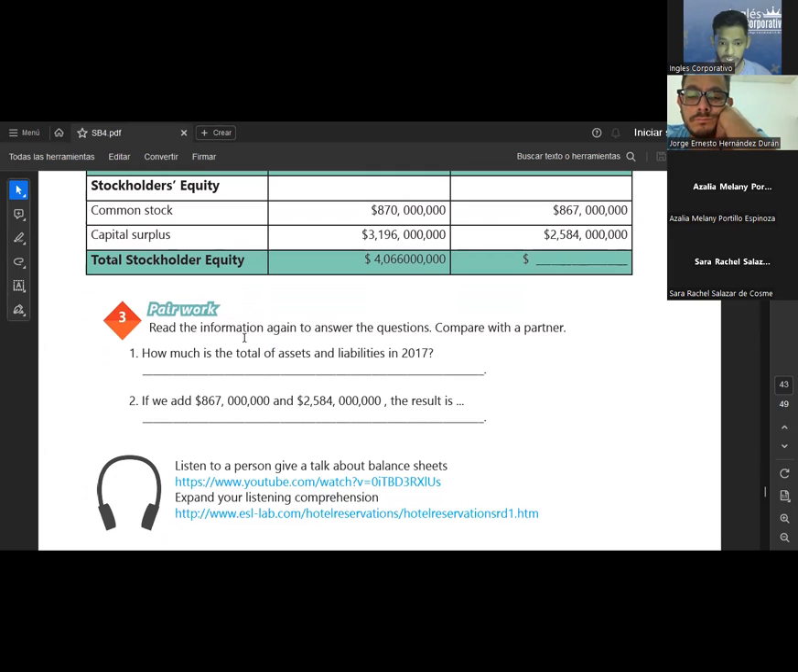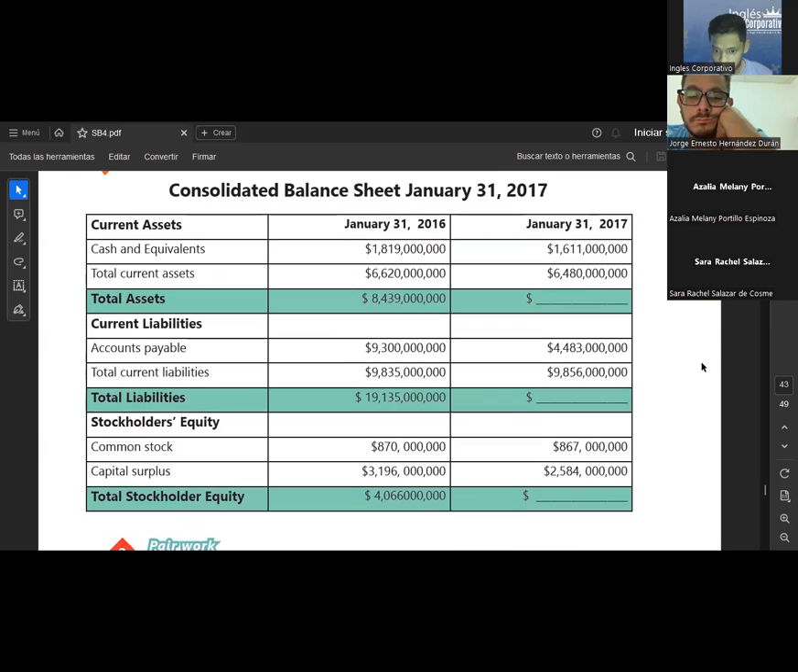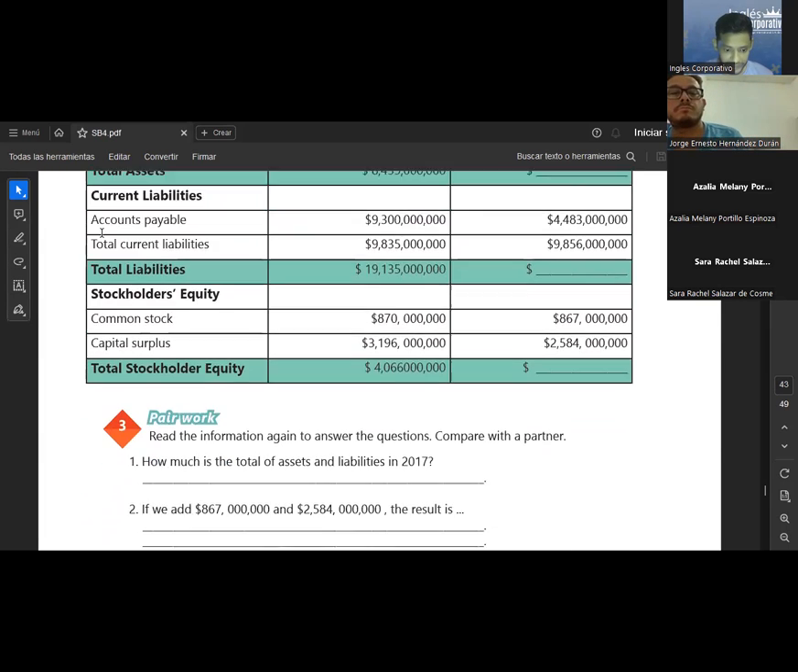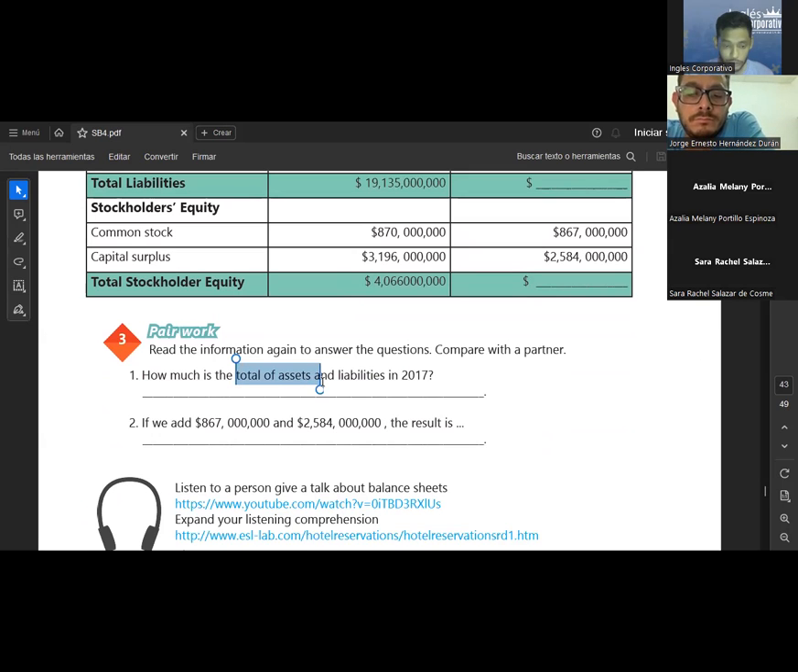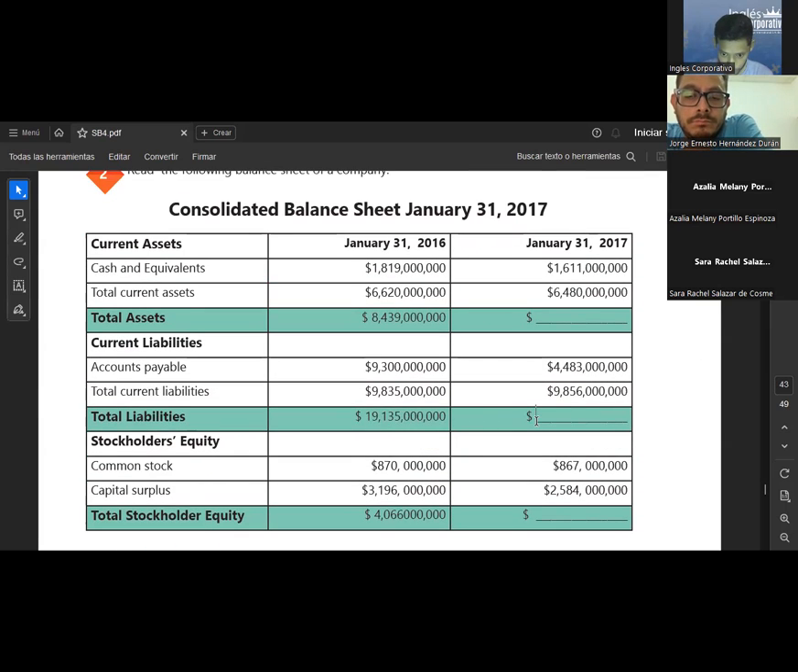It says here, read the information again to answer the questions. Compare with a partner. How much is the total of assets and liabilities in 2017? People, we have to do the math. Let's go back. And it says there that we have to sum up these ones. Hold on. Dice aquí, the total of assets and liabilities in 2017. So we have to go here, up here, and we have to do this math, the math over here. Yes. People, so how much is that? How much is this and this ones, and how much is that? Can you tell me?